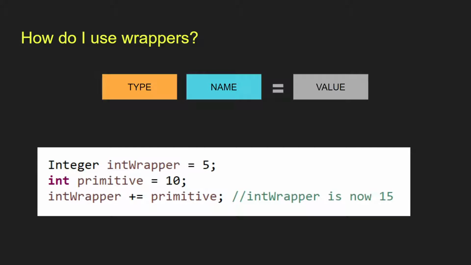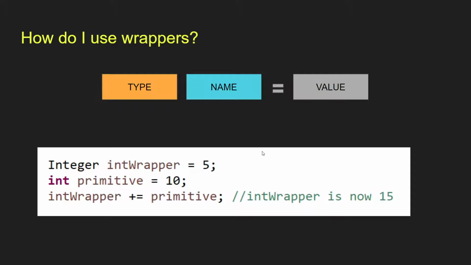To use wrappers is pretty simple. It's just like their primitive counterparts. You just say the type, space, the name you want to give it, and then equals some value. So here we have the integer wrapper. You just say the type, which is capital I Integer, give it a name, equals 5, some int. And then just like the primitive counterpart below here, we would say int primitive equals 10.